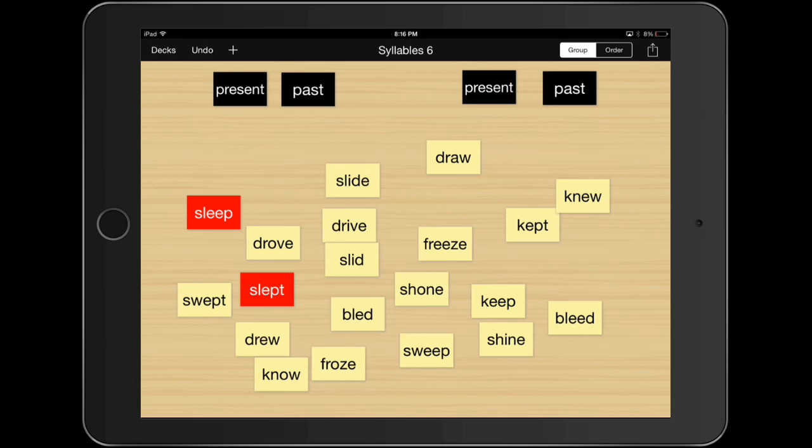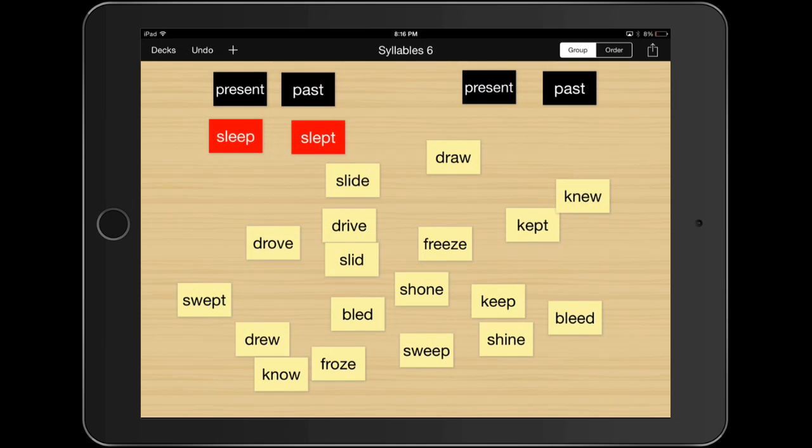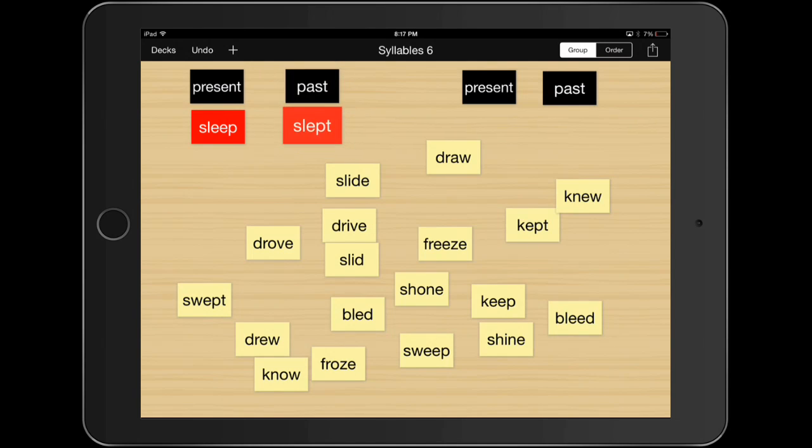So let's begin. Let's take a look at these red cards to help us. So sleep is a present tense verb. I go to sleep. Present tense. It's happening now. Past tense would be slept.